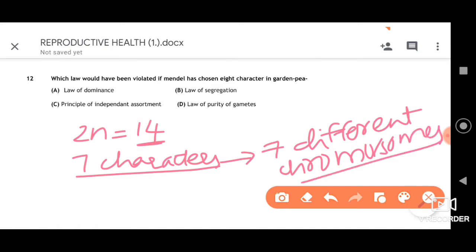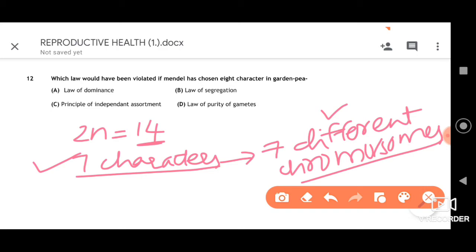He selected 7 pairs of contrasting characters, in 7 different chromosomes. So the presence of different chromosomes allowed genes for two traits to assort independently. Independent assortment can happen because each one is present in a separate chromosome, so they can independently separate themselves.